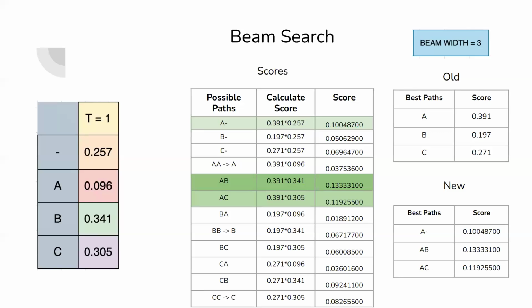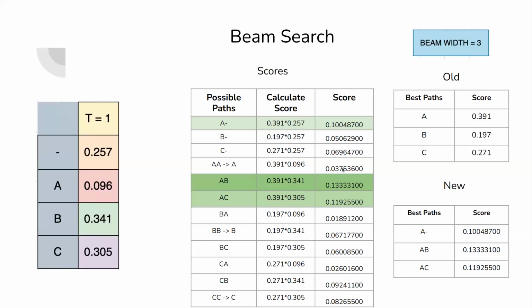I understand. One quick question. So here in time step 1, the maximum score is given by the sequence AB, right? So this also comes from the greedy approach, like greedy search. A has the highest probability, B has the highest probability, so AB combined together also has the highest score. So what is the benefit of beam search?